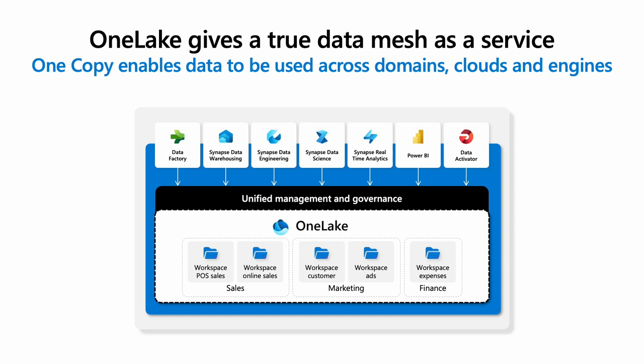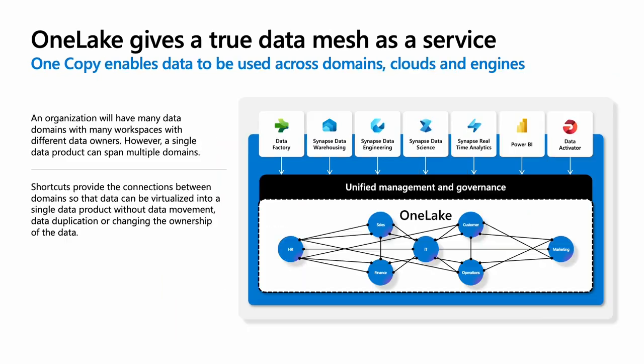Let's go back and look at our different domains in OneLake. A large organization will typically have lots of data domains with different data owners. If we zoom out, we can see all these domains in OneLake. To get a 360-degree view of your business, a single data item will need to span multiple domains. It is shortcuts that provide the connections between domains so that data can be virtualized into a single data product without data movement, data duplication, or changing the ownership of the data.